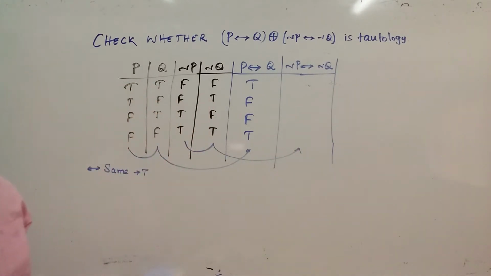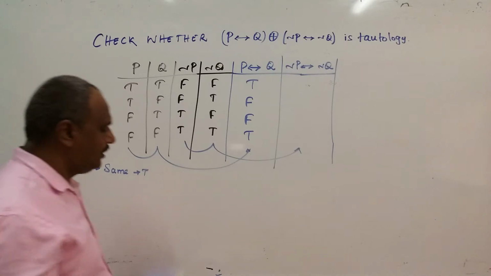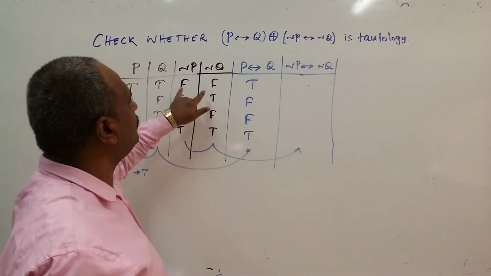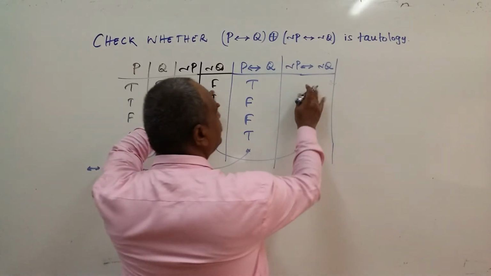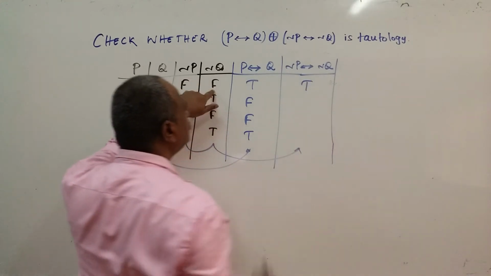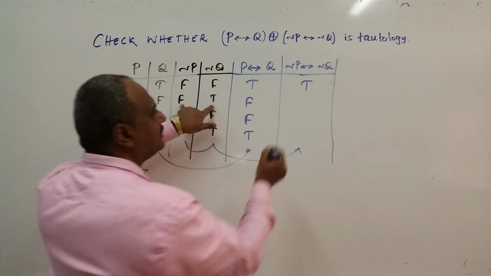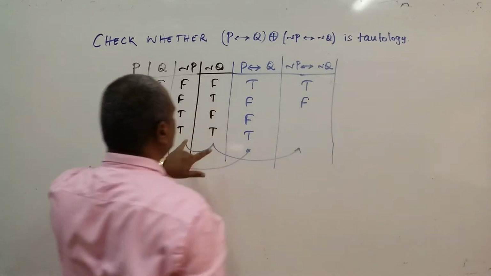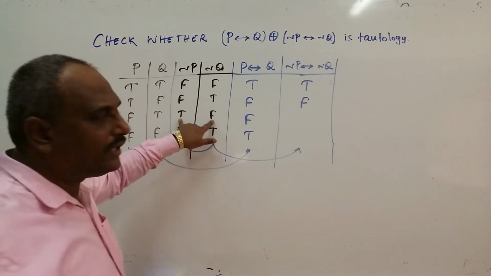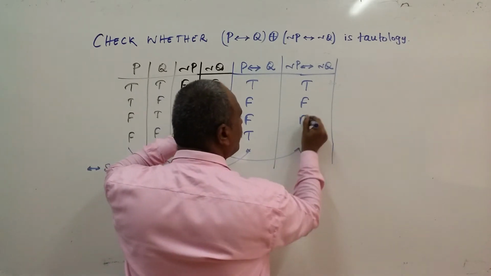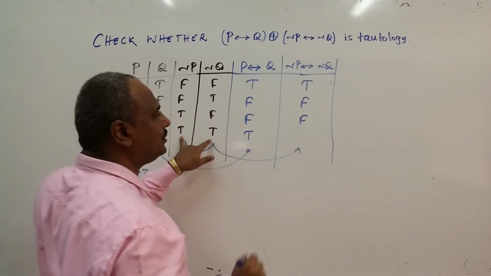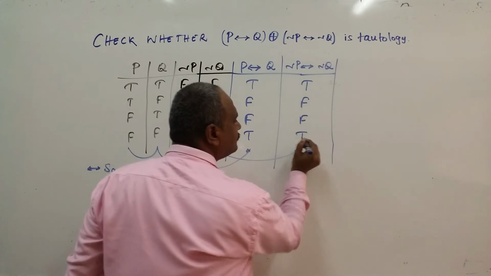In the same idea, I am going to combine negation P and negation Q. I am going to check here again, both the statements are false, the statements are same, the result is true. False, true, the statements are different, hence the result is false. True, false, the statements are different, hence the result is false. True, true, the statements are same, the result is true.